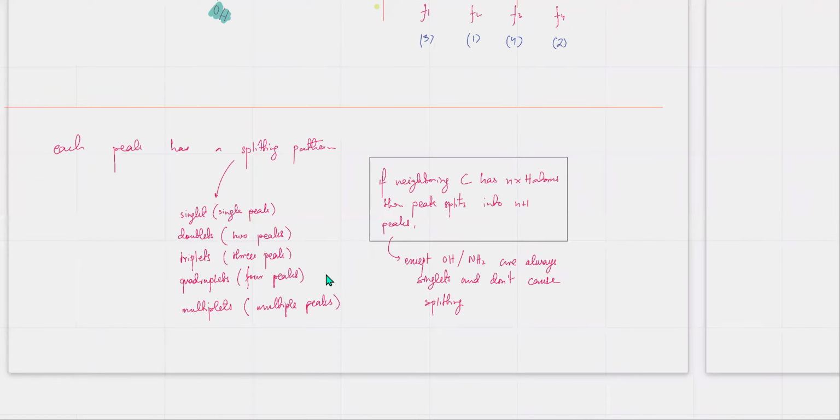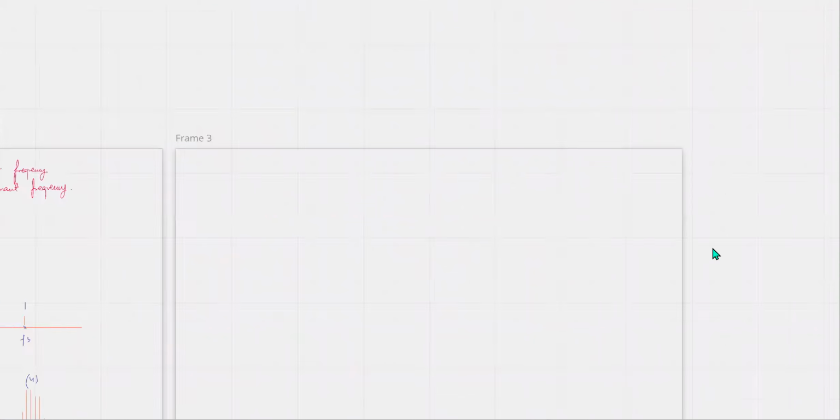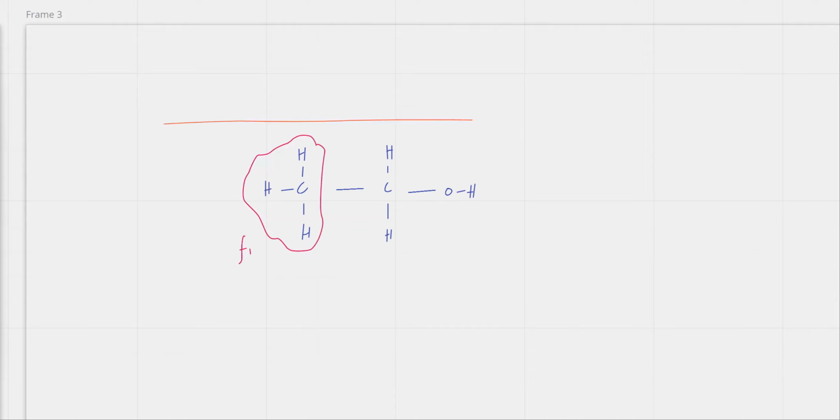So the question is, why do we have this rule in the first place? What happens because of the neighbor? Let's say I have this molecule, and this molecule is resonating. It's got CH3, and there is a CH2, and there's an OH. So let's say this CH3 resonates at frequency F1. And there's this powerful external magnetic field.